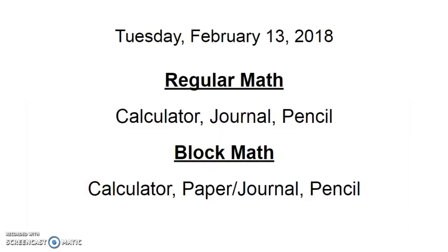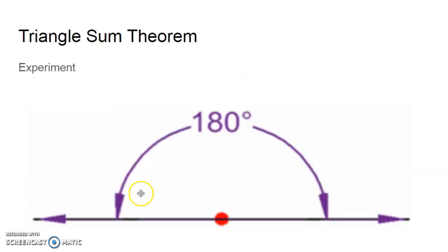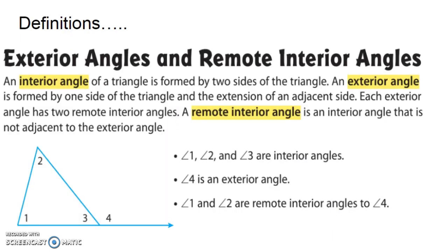Now for the new material. This will help you do your homework, okay? Triangle sum theorem. We were going to do an experiment, but I'm in training, so we're just going to do the slideshow. We know that if you have a straight line, the angles will need to be 180 degrees. This is what this means.